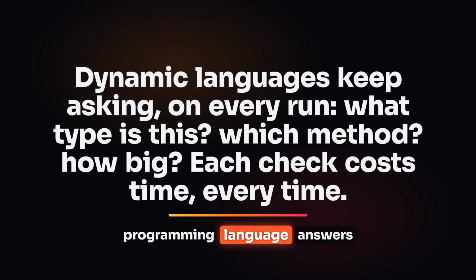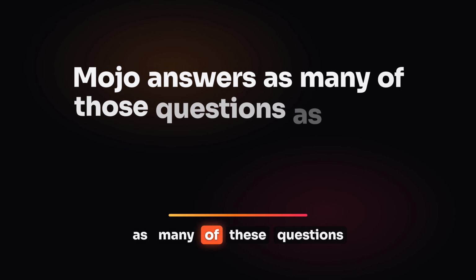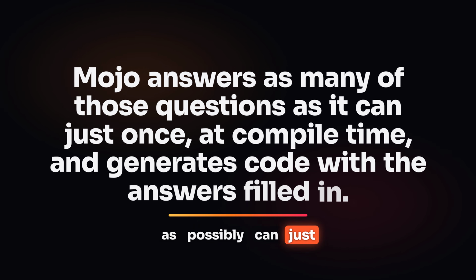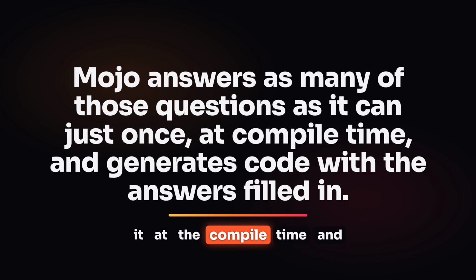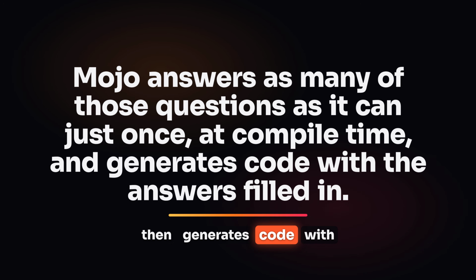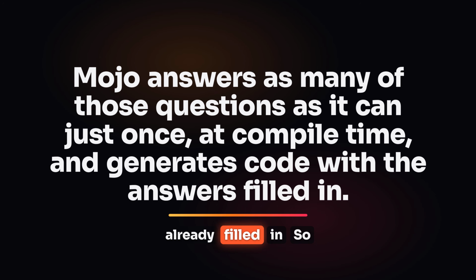The Mojo programming language answers as many of these questions as it possibly can just once. And it does it at compile time. And then it generates code with the answers already filled in.